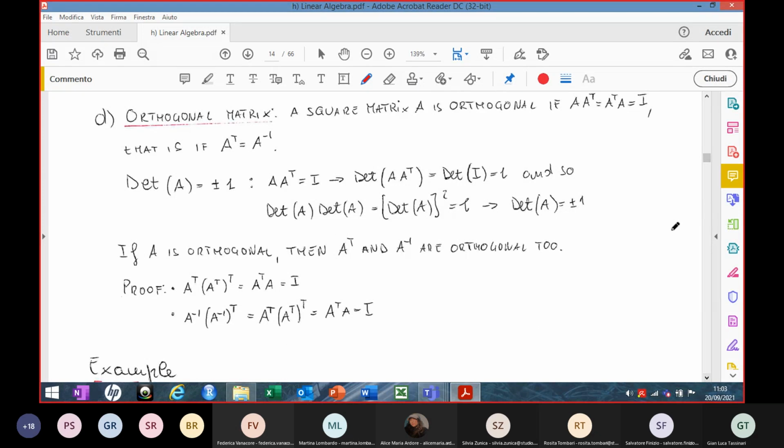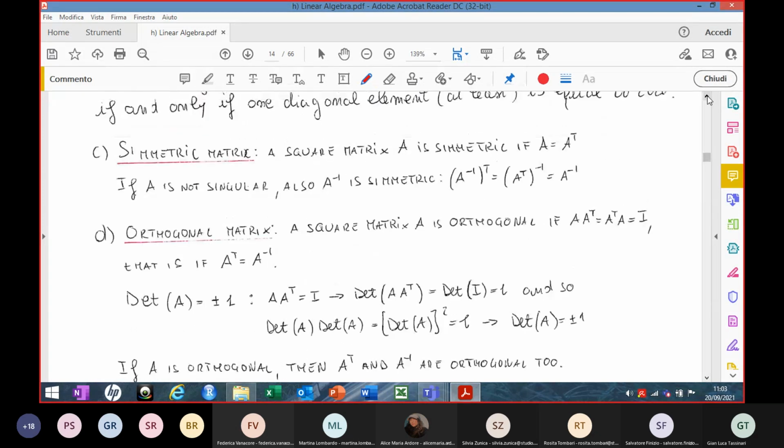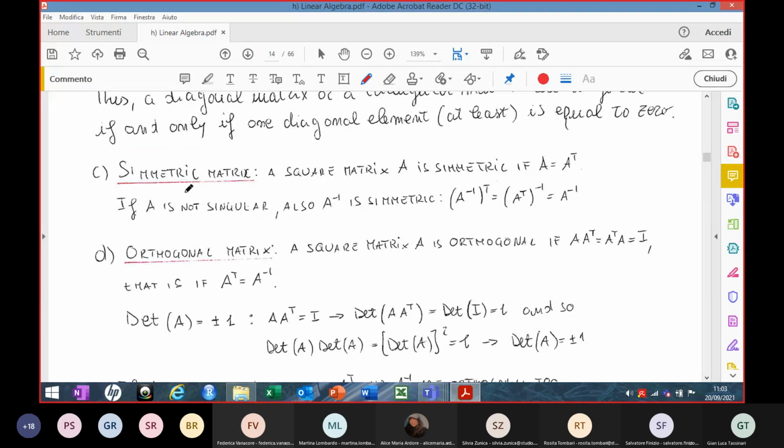Since I'm here, I tell it without proof. I'm simply saying here, guys, that a symmetric matrix is a square matrix, a special square matrix, such that its transpose is equal to A. And an orthogonal matrix, on the contrary, is a matrix such that A times A transpose is equal to A transpose times A, which is equal to the identity matrix.